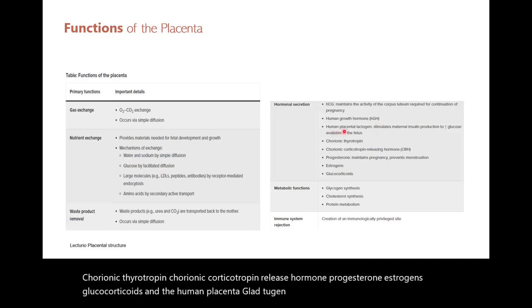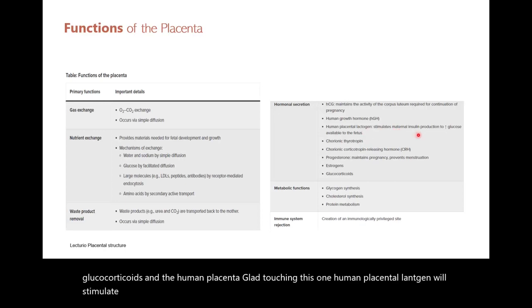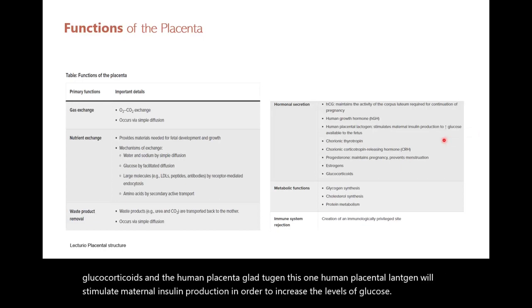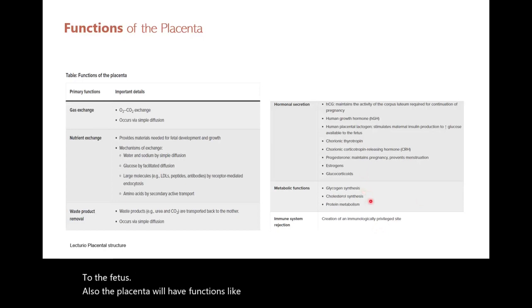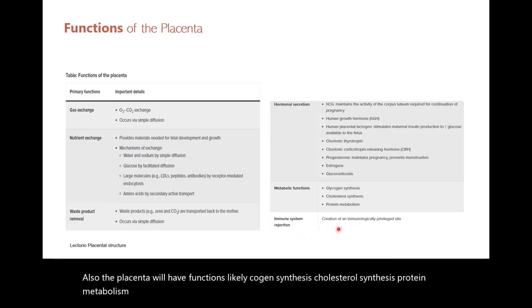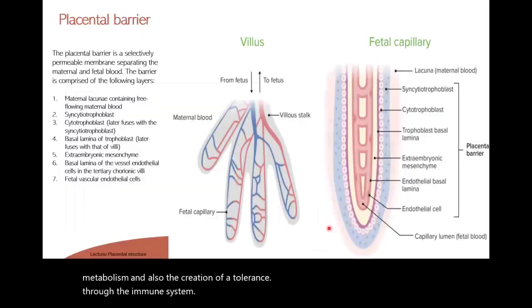Human placental lactogen will stimulate maternal insulin production in order to increase the levels of glucose to the fetus. Also, the placenta will have functions like glycogen synthesis, cholesterol synthesis, protein metabolism, and also the creation of tolerance through the immune system. It's also a barrier.